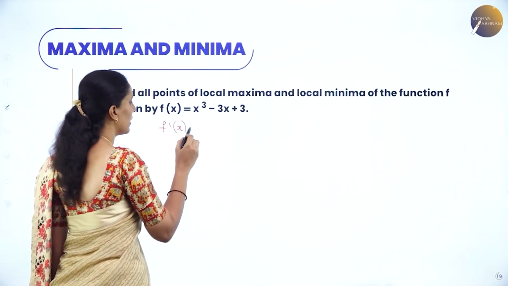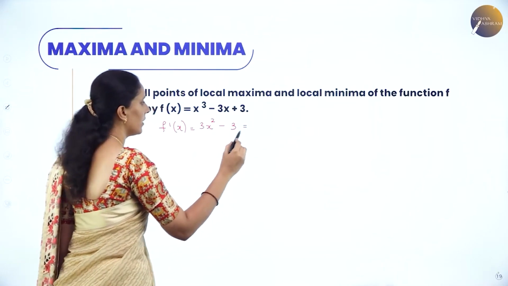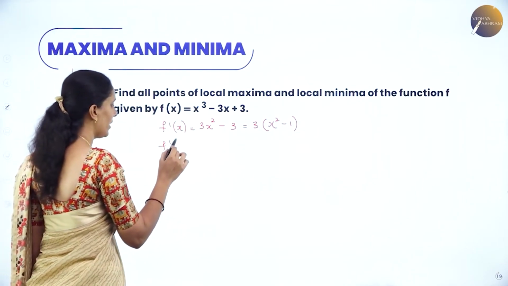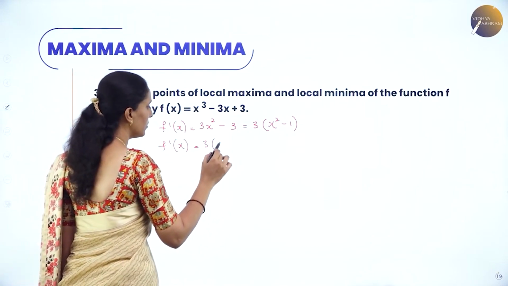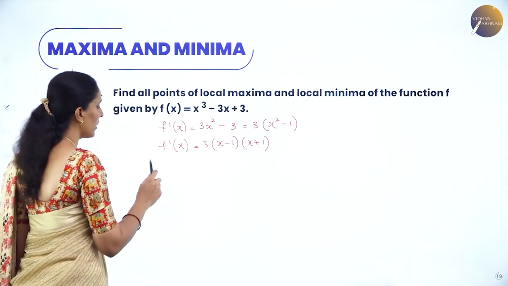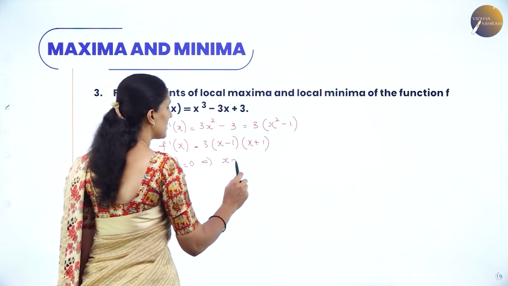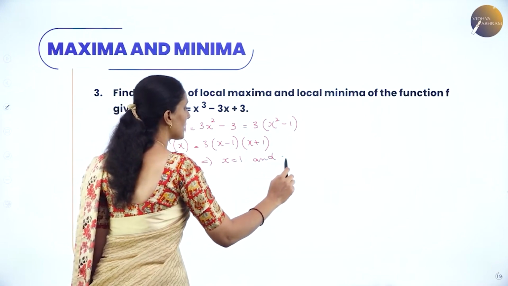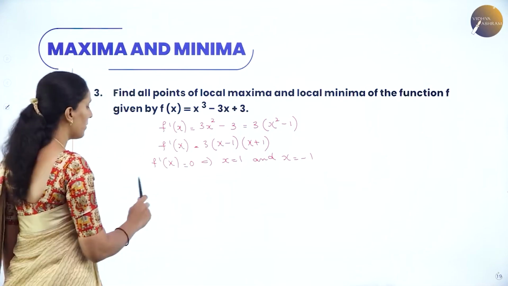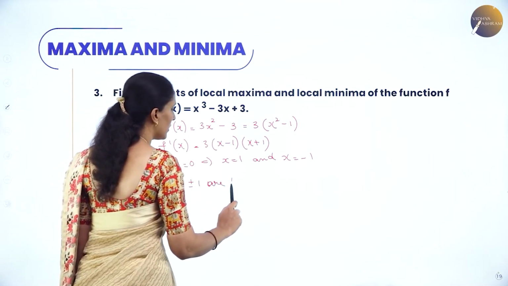f dash of x is 3x square minus 3 here. If you take 3 as a common factor, it is x square minus 1. So, we can write it as 3 into x minus 1, x plus 1. So, thus here, if you put f dash of x equal to 0, this implies x is equal to 1 and x is equal to minus 1. Now, we got the points as x is equal to 1 and x is equal to minus 1. So, therefore, x is equal to plus or minus 1 are the critical points.